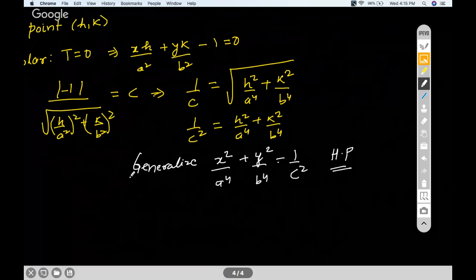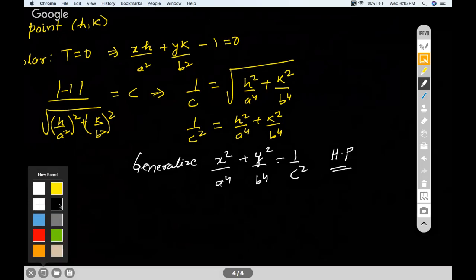Again, be very, very careful with locus type questions because they're very, very important. Let me take one more.